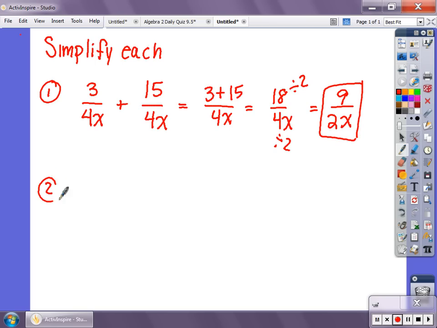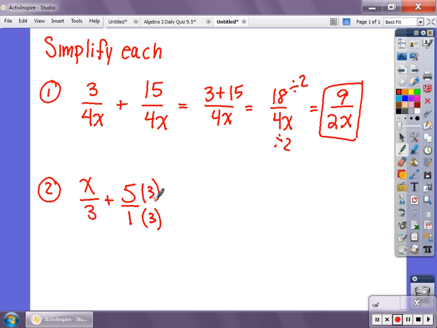Number 2, we're given x over 3 plus 5. Now when I see this problem as it's written, I want to add these two together. I'm going to go ahead and write the 5 as a fraction, so I'm going to put it over 1. And then I'm thinking to myself, what's the smallest number that both 3 and 1 go into? Well, they both go into 3.